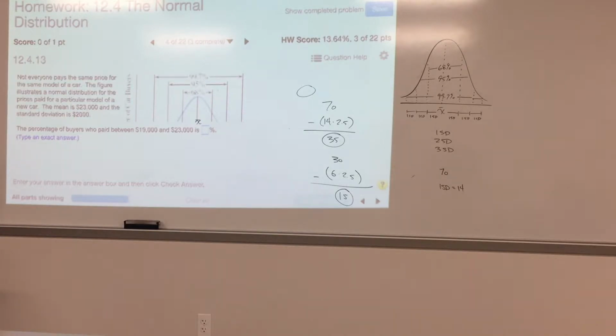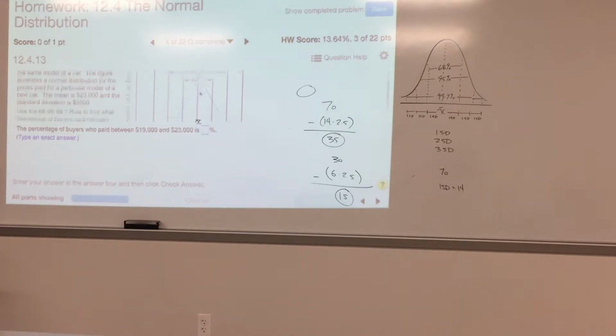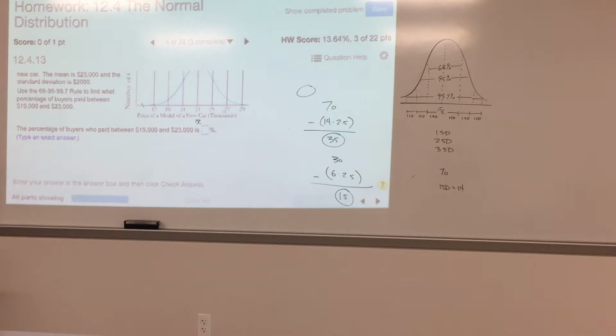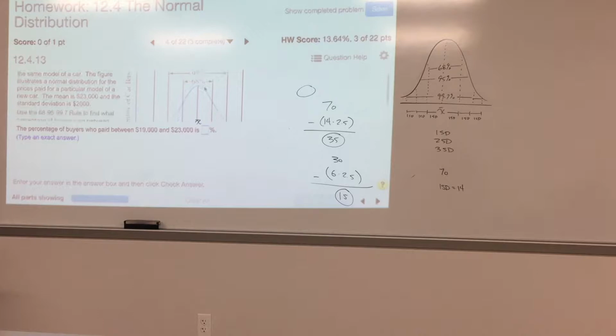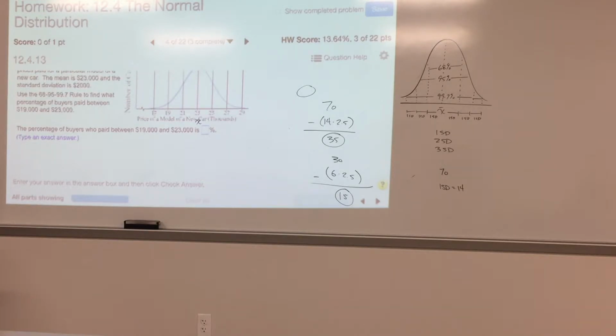What it's saying is within 1 standard deviation of our mean of 23,000, you get the majority of your car buyers. Then at 2 standard deviations, we get almost all of them. 95% of car buyers will fall within the range of 19,000 to 27,000. Does that make sense? And then 99.7%, all except a small 0.3% of car buyers, will be able to purchase a car between 17,000 and 29,000. Does that make sense, guys? And this is an actual application of what we're doing. Okay, so you can see what's going on there.